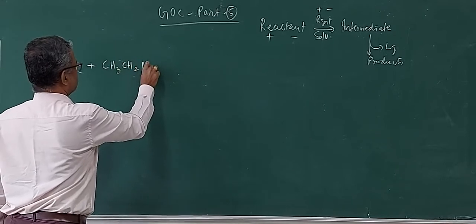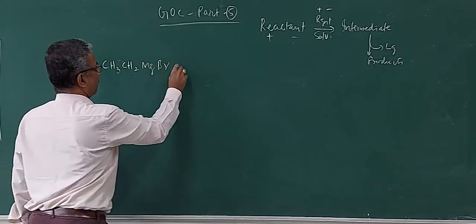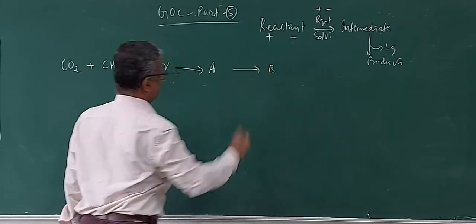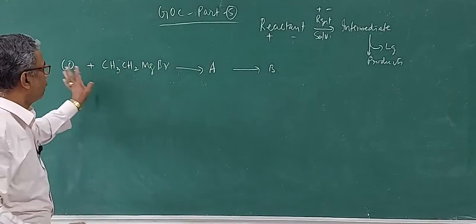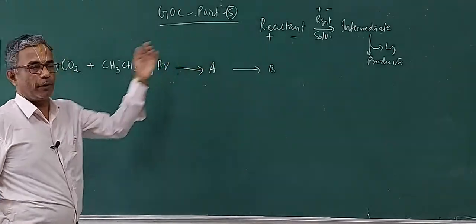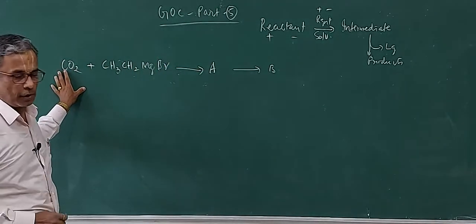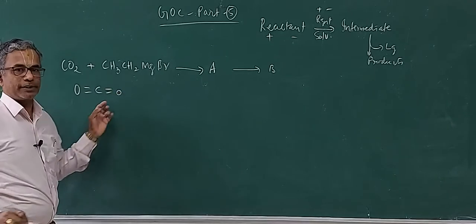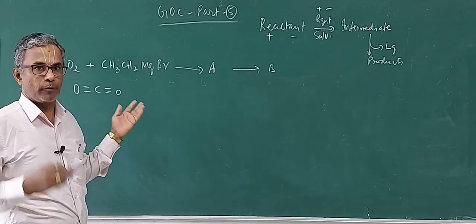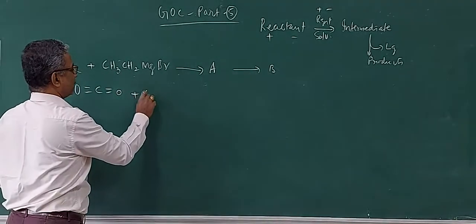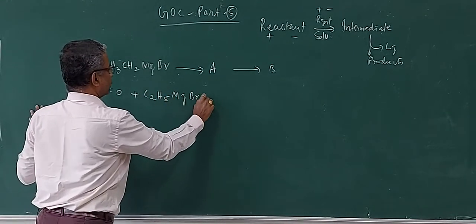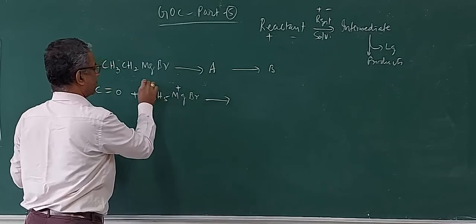CH3CH2MgBr followed by A followed by B. If this is the question that is being asked, then you have to apply the organic schema. First you have to draw the structure of the compound in order to predict the product. Carbon dioxide is a linear molecule with a net dipole moment of 0, and you have this ethyl magnesium bromide. So, you have to create plus minus and plus minus here.